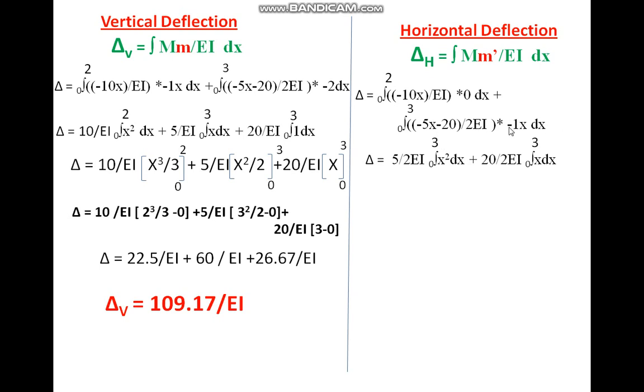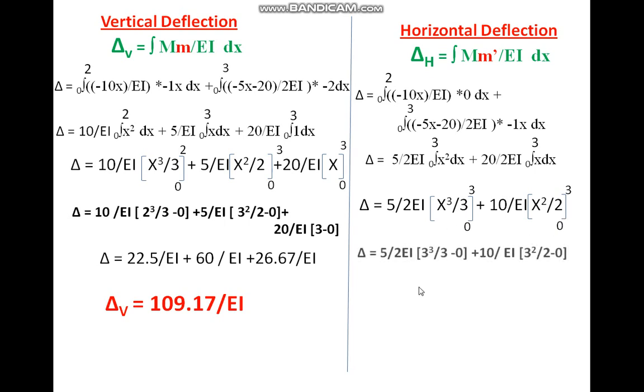20, in minus 20 into minus 1, you get minus 20 divided by 2EI, integration of 0 to 3, here x is the integration of x into dx. So integration of x square is x cube by 3, 0 to 3, and 20 divided by 2, you get 10 by I, integration of x is nothing but x square by 2, substituting upper limit minus lower limit. Then finally you get the horizontal deflection as 67.5 divided by I.